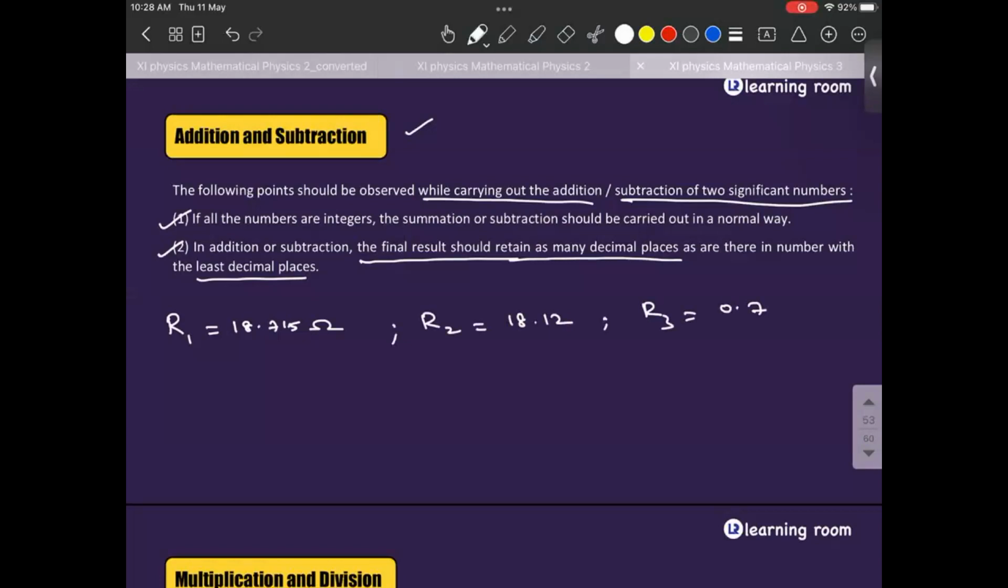Then I am saying that these three resistors are connected in series. How are they connected? They are connected in series. So what is the operation you are going to perform? R series is equal to R1 plus R2 plus R3. When you add all these three, you're going to get a final output. Can you tell me what the output is going to be? Just do a quick addition and tell me what the value is.